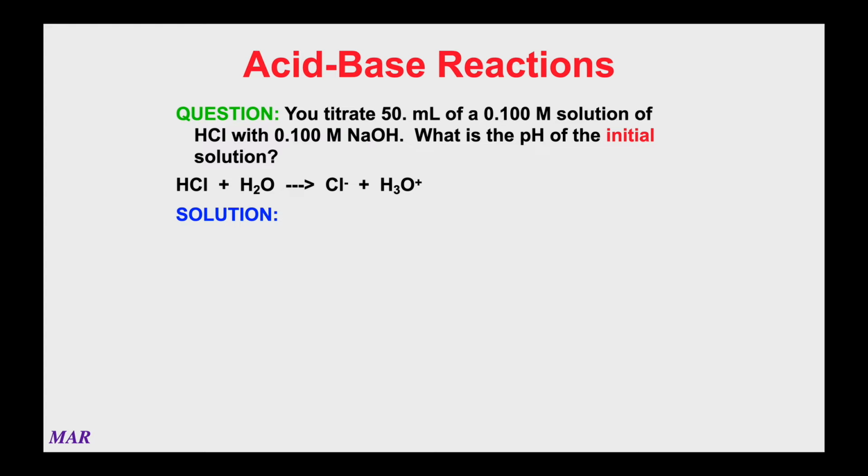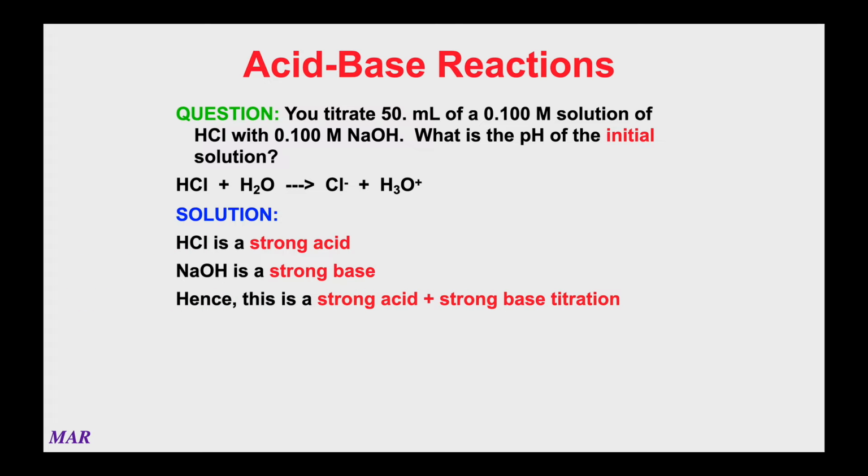Let's do a problem. Let's say we're titrating 50 milliliters of a 0.100 mole per liter solution of HCl with 0.100 molar NaOH. And it says, what's the pH of the initial solution? Well, let's break this down. HCl is a strong acid. It's one of the 5 strong acids we talked about in the last chapter. Sodium hydroxide is a strong base. It's one of the 3 strong bases we talked about. So the initial pH is going to be the reflection of just the HCl.